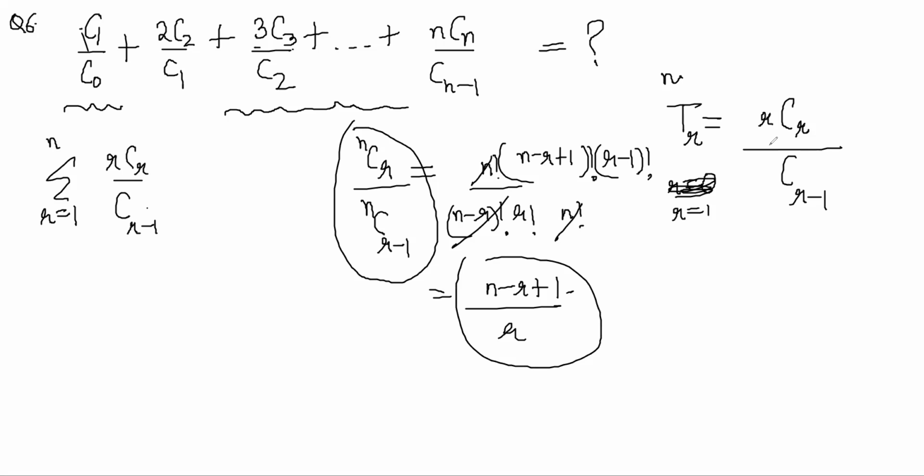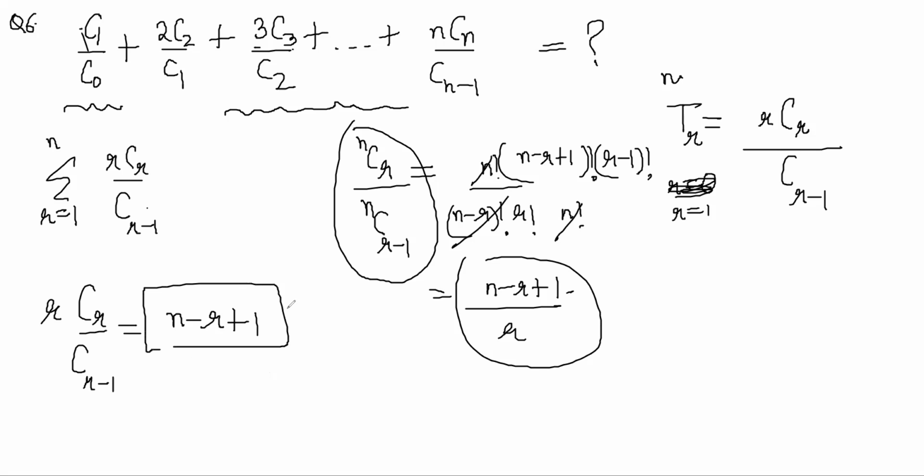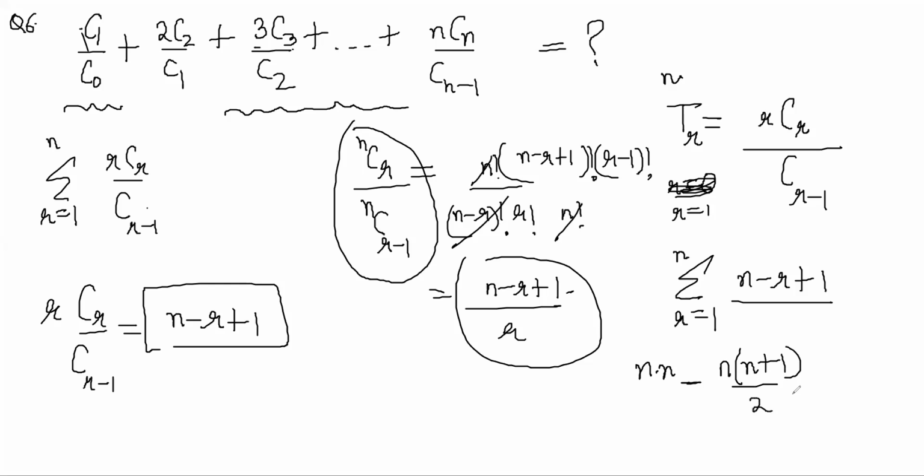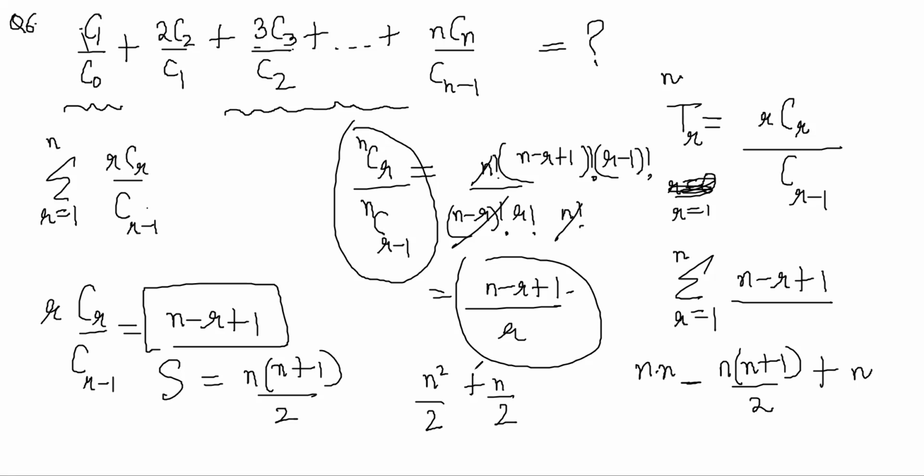So r into that is very easy now, right? r into CR by C R minus 1 becomes simply n minus r plus 1. Summation of this is super easy. Summation of r from 1 to n of n minus r plus 1, right? So that will become n into n minus n into n plus 1 by 2 plus n. So n square minus n square by 2, so n square by 2 minus n by 2 plus n, so plus n by 2. That is equal to n into n plus 1 by 2.